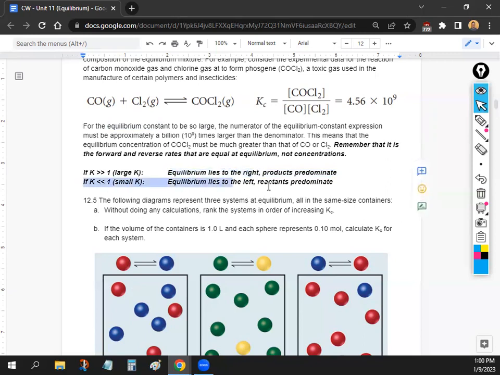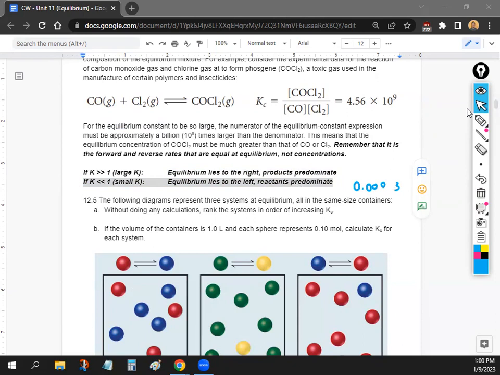Okay, but if you have a very small K value, and that's going to be if you have a very small decimal, like 0.0000 whatever, like 3, that means that you're mostly going to have reactants. So equilibrium lies to the left. So just want to get you guys familiar with those terms.